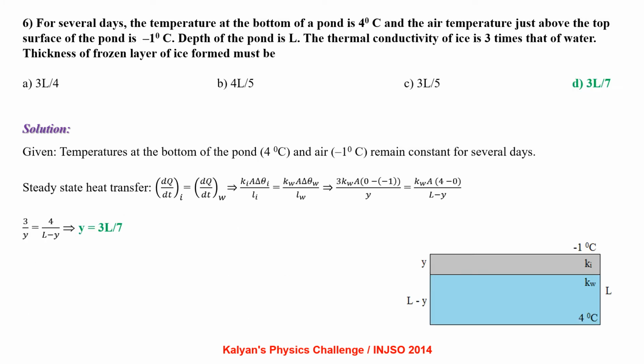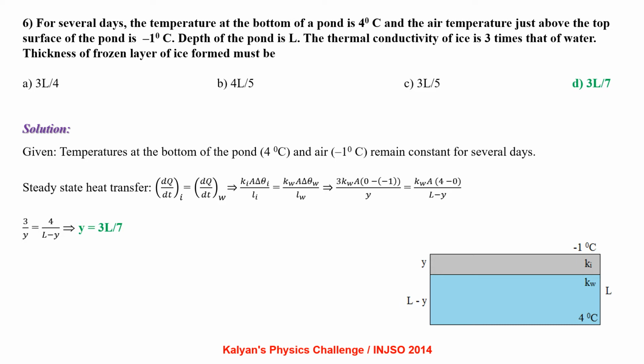For several days, the temperature at the bottom of a pond is 4 degrees centigrade and the air temperature just above the top surface of the pond is minus 1 degree centigrade. Depth of the pond is L. The thermal conductivity of ice is 3 times that of water. Thickness of frozen layer of ice formed must be.